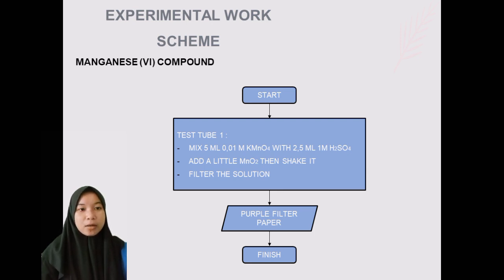First, in test tube 1, mix 5 milliliters of 0.01 molar potassium permanganate with 2.5 milliliters of 1 molar sulfuric acid, and next add a little manganese oxide, then shake it, and then filter the solution. The product is a purple filter paper, and finish.